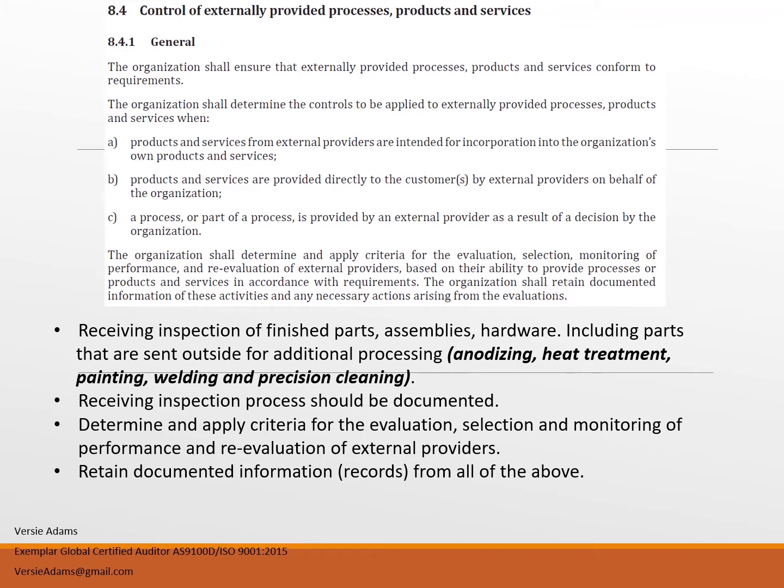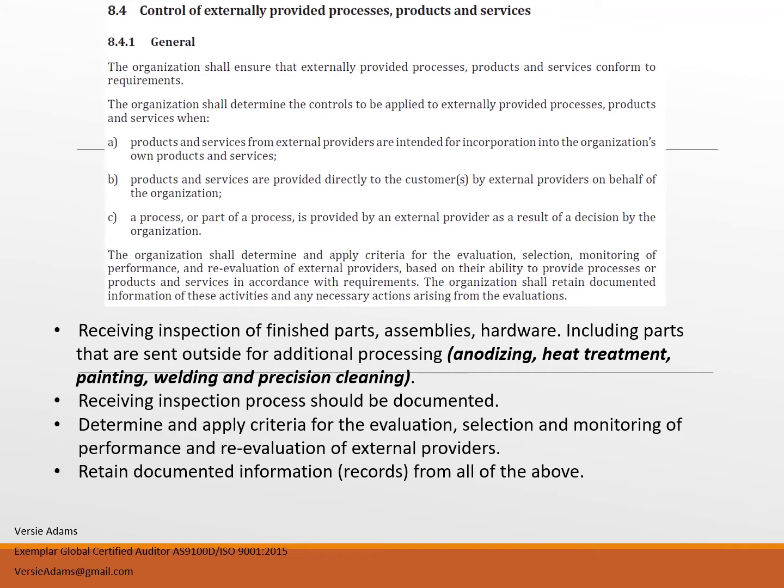Okay, so what does that mean to us and what we need to do to comply with 8.4.1? The first thing you're going to need to do is establish a formally documented receiving inspection process for inspection of finished parts, assemblies, and hardware that you purchase from external providers or suppliers, if you want to use the term suppliers. This also includes parts that are sent outside for additional processing, also referred to as special processes. Those are typically going to be anodizing, heat treatment, painting, welding, and precision cleaning.